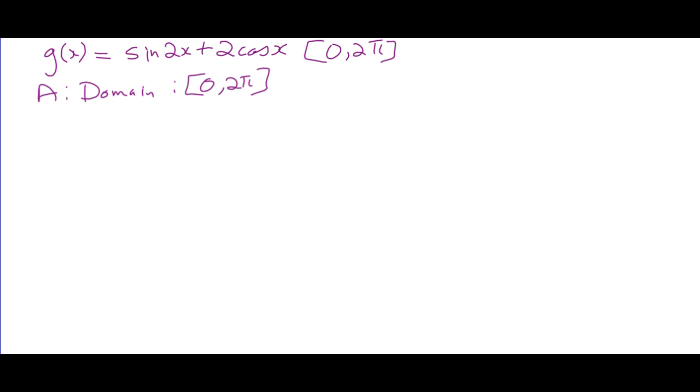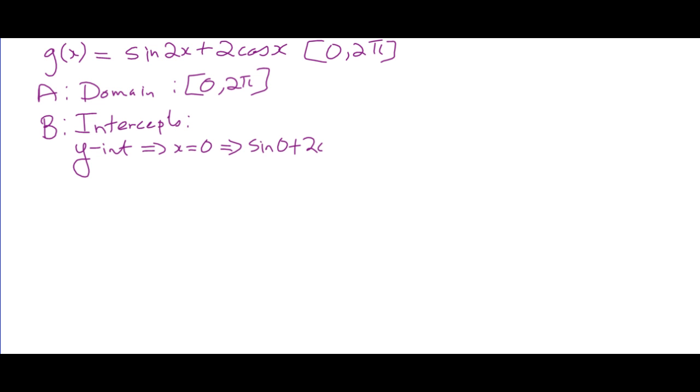B, the intercepts. What's the y-intercept? Let me write down intercepts. So for the y-intercept, we set x equal to 0. That gives us the sine of 0 plus 2 cos 0, which is 2. So we got a y-intercept at (0, 2). X-intercept: we set y to 0.